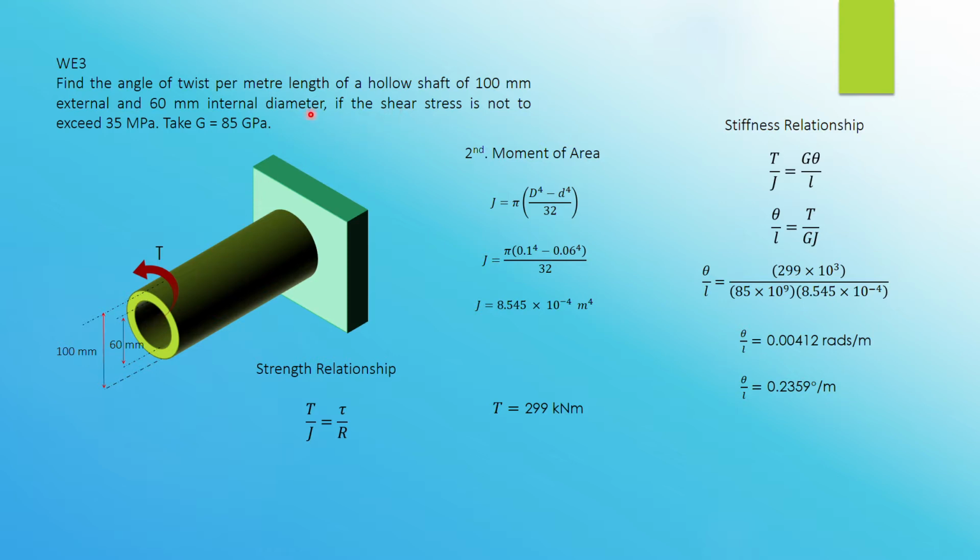This is a maximum shear stress because they say not to exceed 35. Not to exceed, that means it is the maximum. So 35 megapascal is the maximum shear stress. So if you refer to maximum shear stress, make sure the diameter or the radius that you refer to here also must be maximum. So that is why the radius that we consider here is the maximum radius, not the 30 mm, it's the 50 mm. So bear that in mind, remember that.